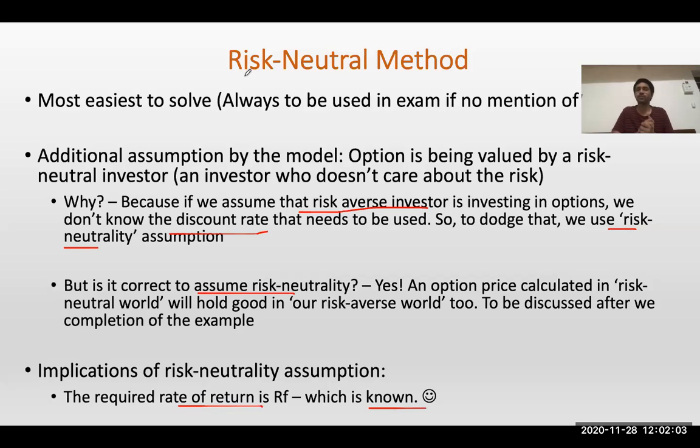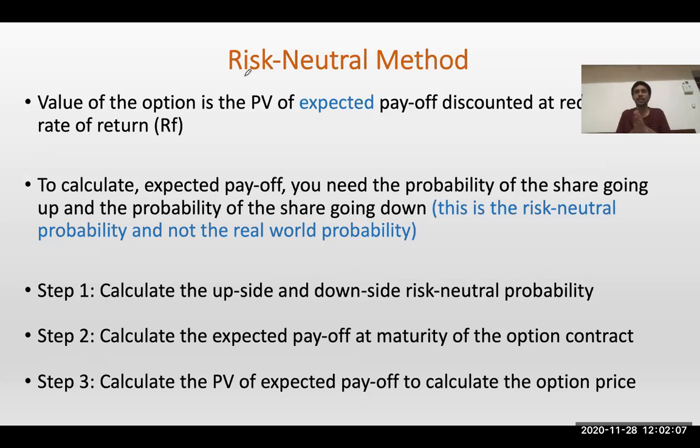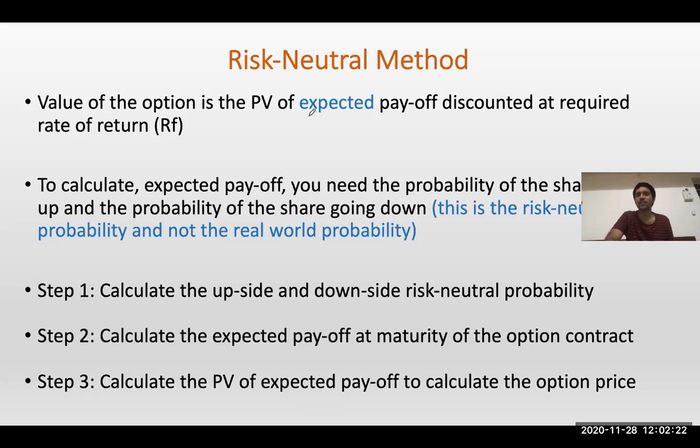Okay. So firstly, let's go into the core technique of the risk neutral method. Like we saw, the risk neutral method is an extension of the standard DCF. Under the risk neutral method, what we say is the value of an option is the present value of the expected payoff discounted at the required rate of return. The required rate of return, like we saw, is the risk-free rate. Why is it the risk-free rate? Again, because it is valued by a risk neutral investor.